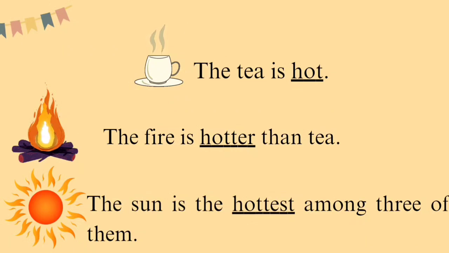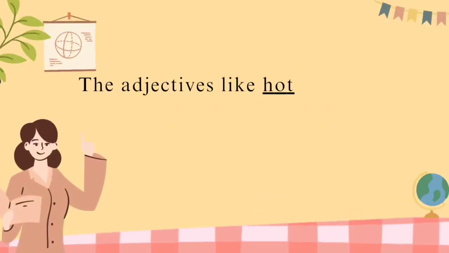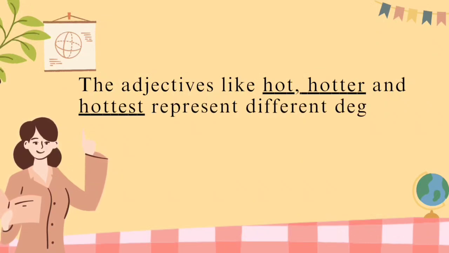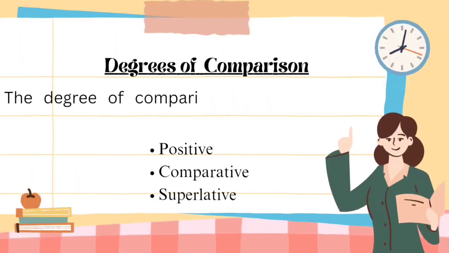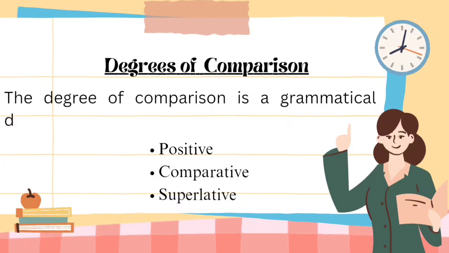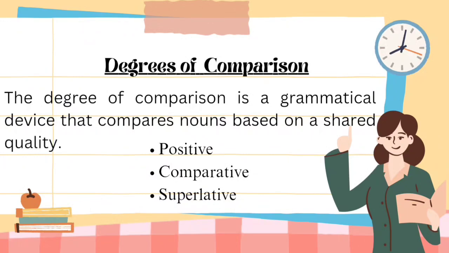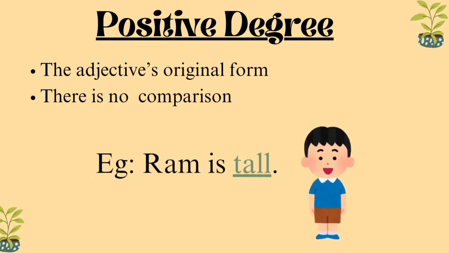In these sentences, we use the words like hot, hotter, and hottest. These adjectives represent different degrees of comparison. The degree of comparison is a grammatical device that compares nouns. So here the adjectives large, larger, largest, or hot, hotter, hottest are the examples, and it is divided into three: positive degree, comparative degree, and superlative degree. So we can discuss each one of these.